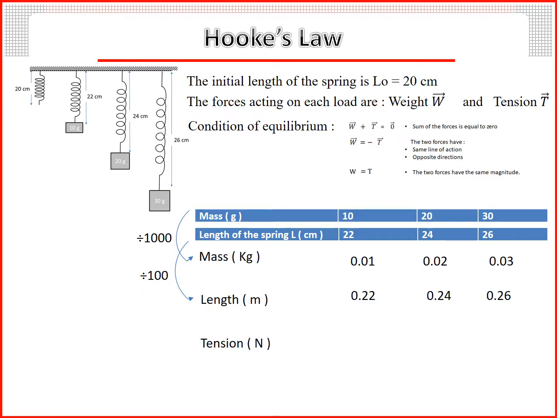Tension of the spring. To find the tension of the spring, since the body is in equilibrium, then T equal W, then T equal M times G. Then the values of the tension are 0.1, 0.2, and 0.3. The elongation of the spring in meter. Delta L is equal L minus L0. Then the values of the elongation are 0.02, 0.04, and 0.06.